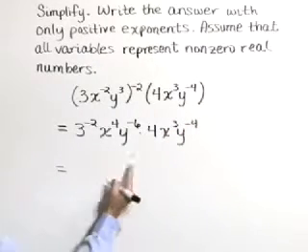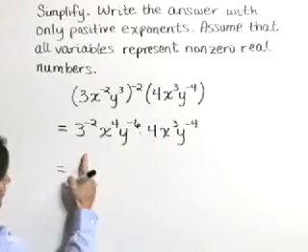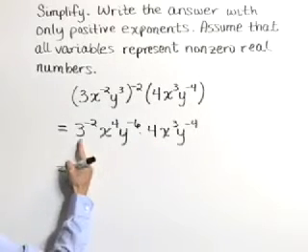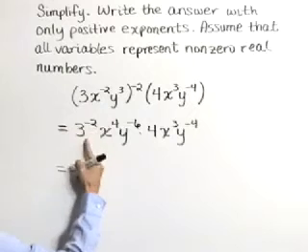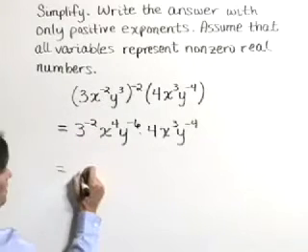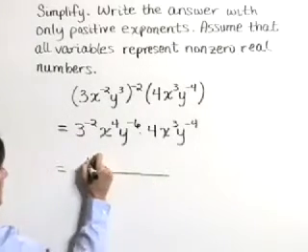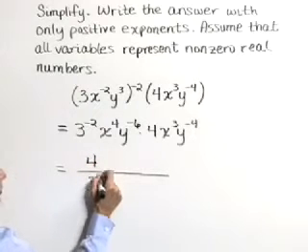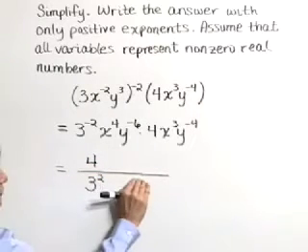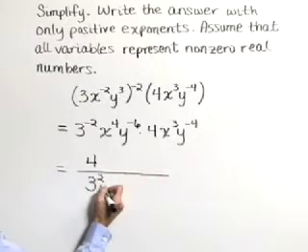As a next step, I'm going to bring this 4 coefficient out into the front. At the same time, move this 3 to the negative 2 down into the denominator, where it becomes 3 to the positive 2. When we cross that fraction bar, we change the sign of the exponent.